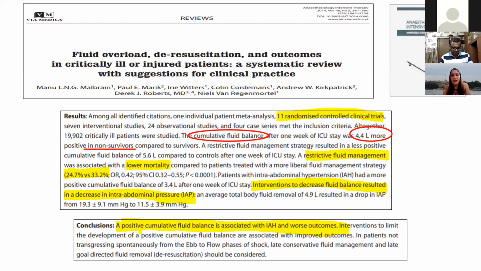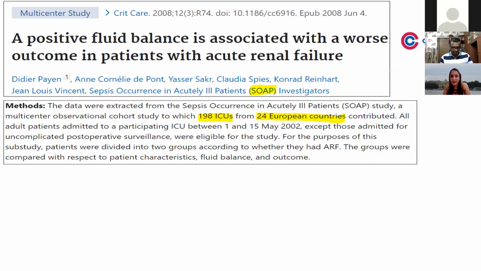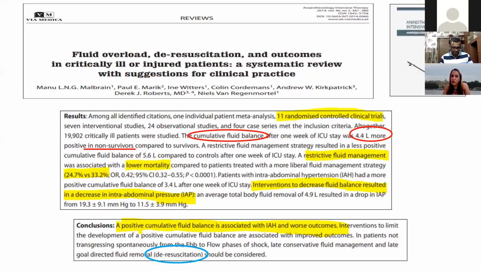And this was the first study, by Malbrain in 2014, which actually came up with the concept of de-resuscitation, wherein they said that in patients not transgressing spontaneously from the ebb flow to the flow phases of shock, the patients who are not spontaneously recovering, late conservative fluid management and late goal-directed fluid removal should be considered. So the term de-resuscitation came after this study came up.